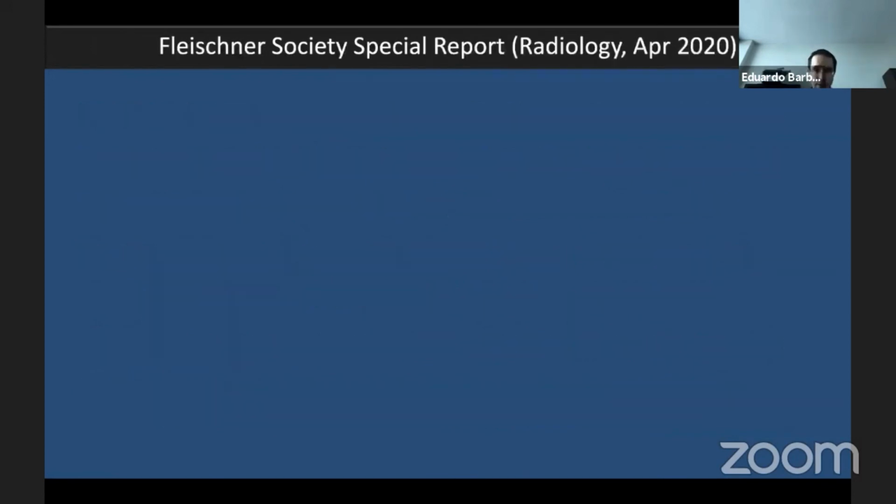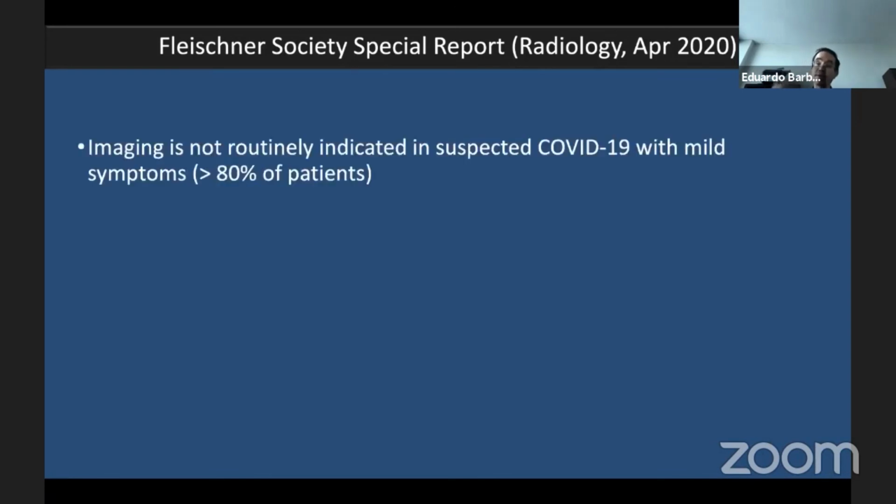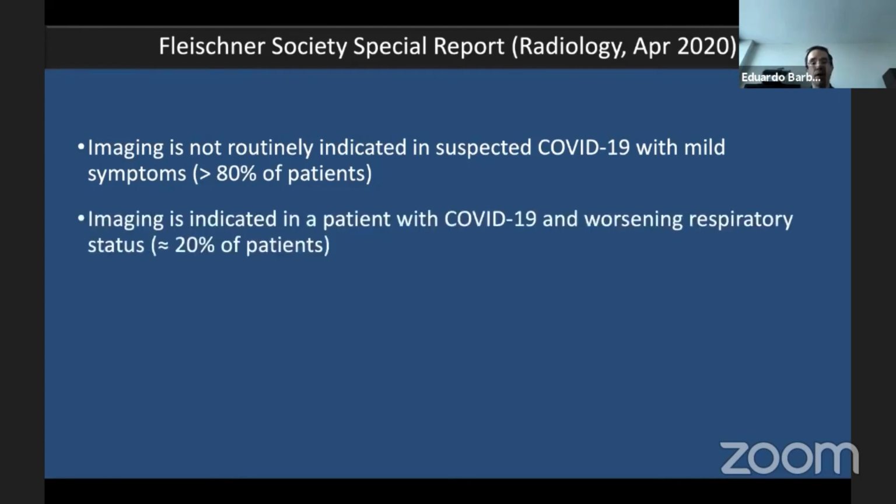The Fleischner Society issued a recommendation recently, April 2020, in Radiology, in which they basically try to provide some guidance in terms of what and when to do imaging examinations. Their first observation is that imaging is not routinely indicated in suspected COVID-19 with mild symptoms, and that comprises about 80% of the patients. Once a patient has respiratory symptoms, especially worsening respiratory symptoms that require hospital attention, then imaging is indicated.